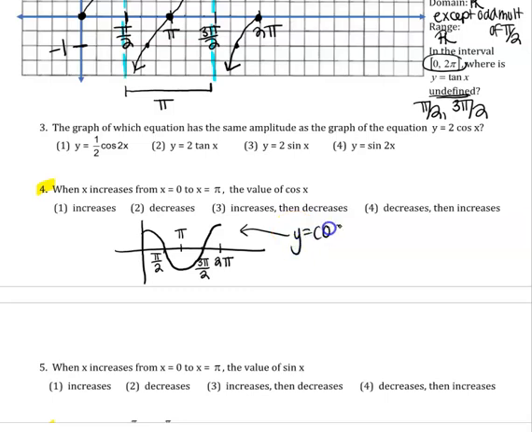Of y equals cosine of x because that's what they're asking me to look at. Now they're saying when you look on the interval of 0 to pi, let's highlight that, 0 to pi, what do you notice is happening? Well, I'm noticing that it's decreasing. So the multiple choice answer is 2.